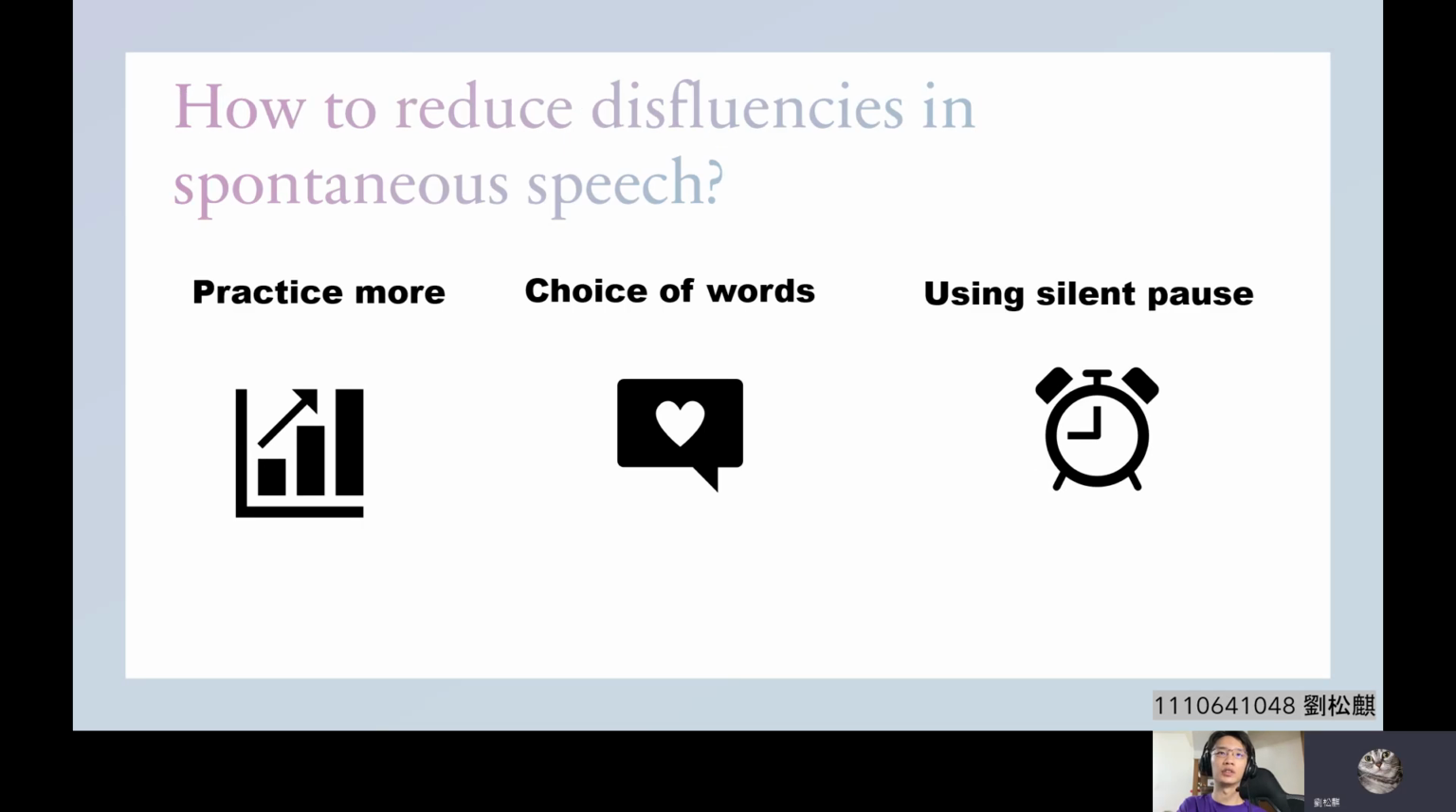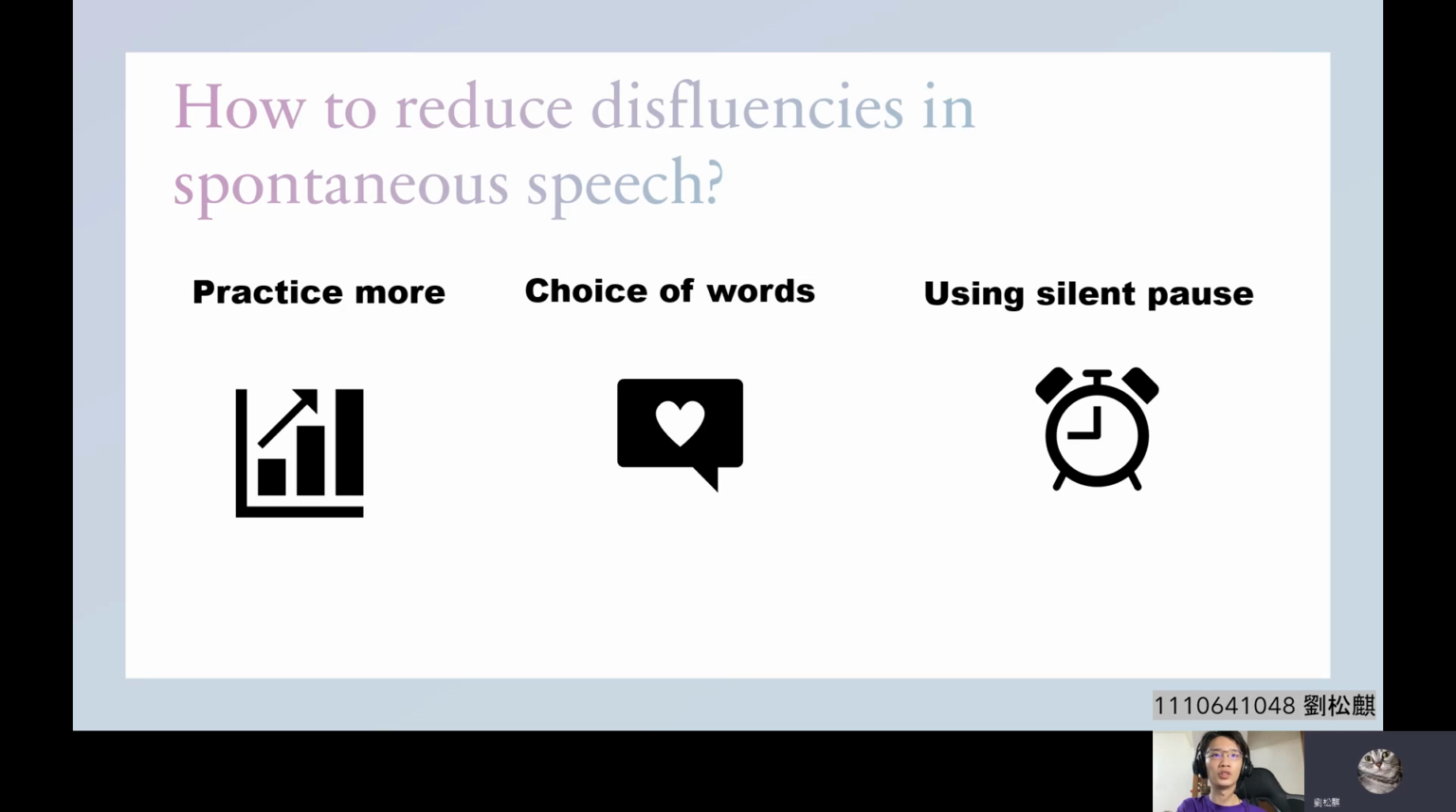Last but not least, how to reduce disfluency in spontaneous speech. First, as I have mentioned before, practice more. Doing enough practice before your speech can make you more confident and more fluent about it.